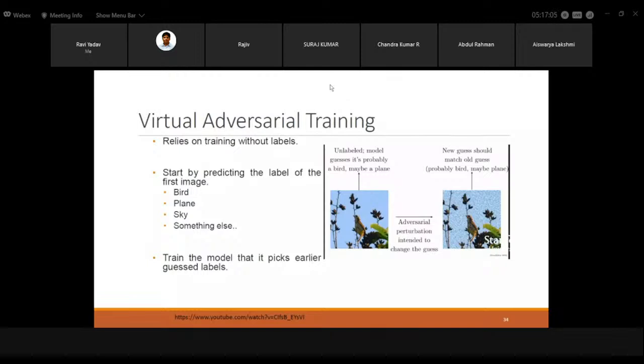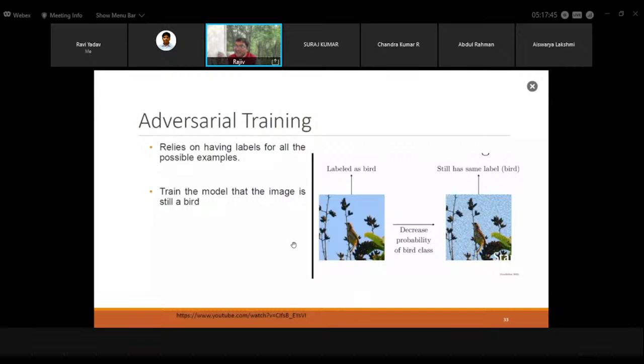Okay. So, yes. In this case, since this is an unlabeled one, what we are doing is that we are saying it's probably a bird or a plane, so it will provide it some weight and some probability. What we have to do is make sure that in second case, it can still be probably a bird or maybe a plane. What we have to do now is that we should not allow to change the guess. Right? So what we did in earlier one is that if we started with a label, we made sure that every possible example had a specific label.